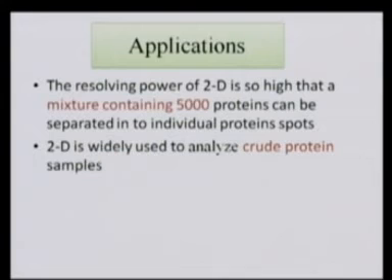The major application of this two-dimensional electrophoresis is that it is useful to separate a mixture of proteins, and you can see here a mixture containing almost 5000 proteins can be separated by using this technique. The major advantage of 2D is you can separate crude protein samples which we obtain either from plasma or serum or from tissue homogenate. You can subject those proteins to get separated into individual proteins by performing this two-dimensional electrophoresis. So far, friends, we have discussed the IEF and the two-dimensional electrophoresis.